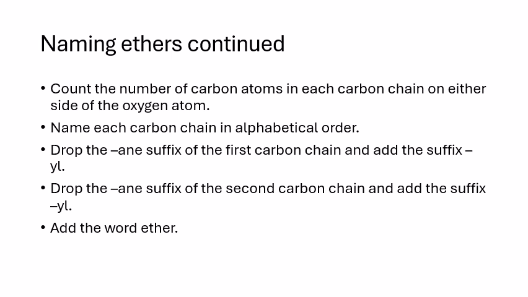Naming ethers continued. Count the number of carbon atoms in each carbon chain on either side of the oxygen atom. Name each carbon chain in alphabetical order. Drop the ane suffix of the first carbon chain and add the suffix YL. Drop the ane suffix of the second carbon chain and add the suffix YL. Add the word ether.